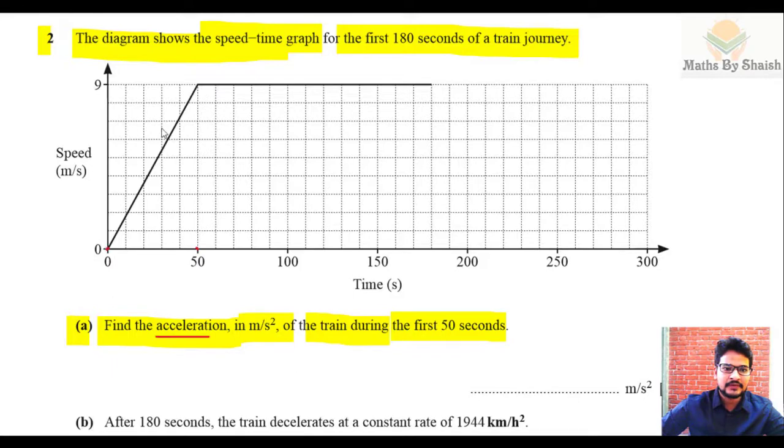So we have this line and we need to find the gradient. We can choose two points, this point and this point, and the gradient is rise upon run. Here the rise is 9 meters per second and the run is 50 seconds. So the acceleration becomes rise upon run, 9 upon 50, and that is 0.18 meters per second squared.